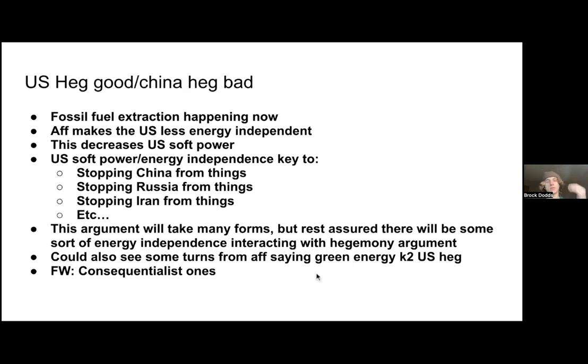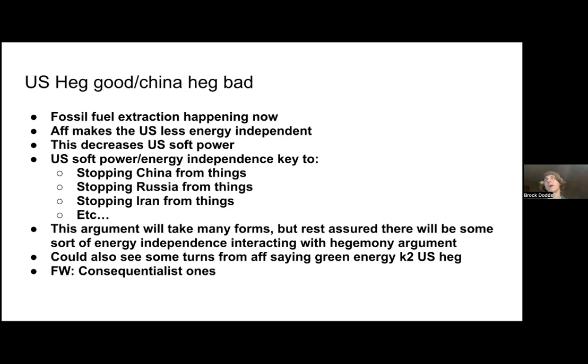You could also see some turns from the AF saying that actually green energy is key to U.S. hedge, just something to keep in mind. One specific scenario that I think will probably be common, and I might mention this on a later slide too, is this idea that Europe is relying on a lot of exported U.S. fuels because of sanctions on Russia. They don't want to provide help for Russia's war effort. And so a large part of Europe's contribution to the war in Ukraine is not accepting that Russian fuel. But that means that Europeans are depending on other countries to supply them fuel, including the U.S.